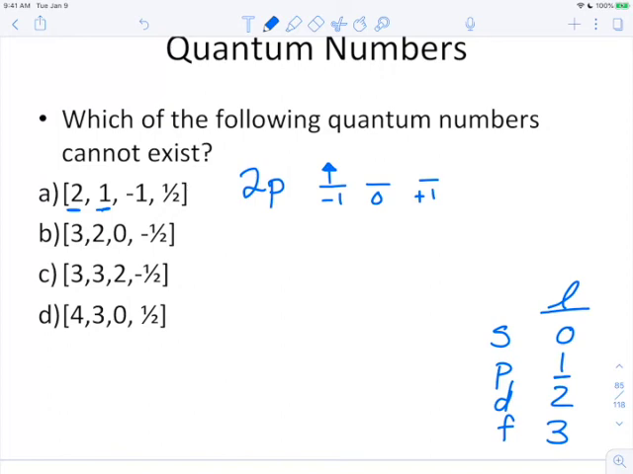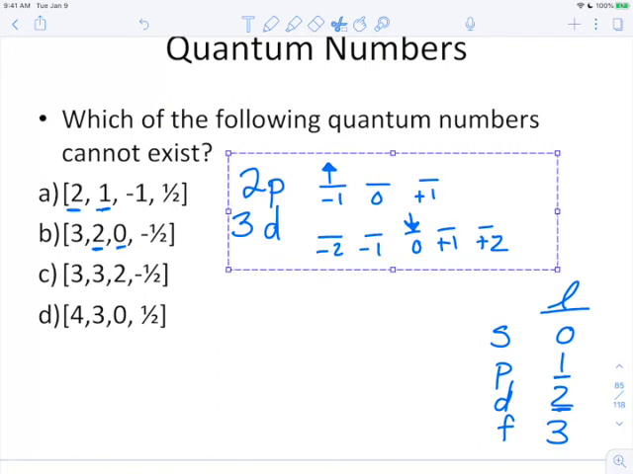All right, so now let's look at B. B says it's in the third energy level. It is a 2, so that means it's a D. And so here we have 1, 2, 3, 4, 5: -2, -1, 0, +1, and +2. So it says it's in position 0, and it is -1/2. Can that exist? Excellent. Make these just a little smaller.